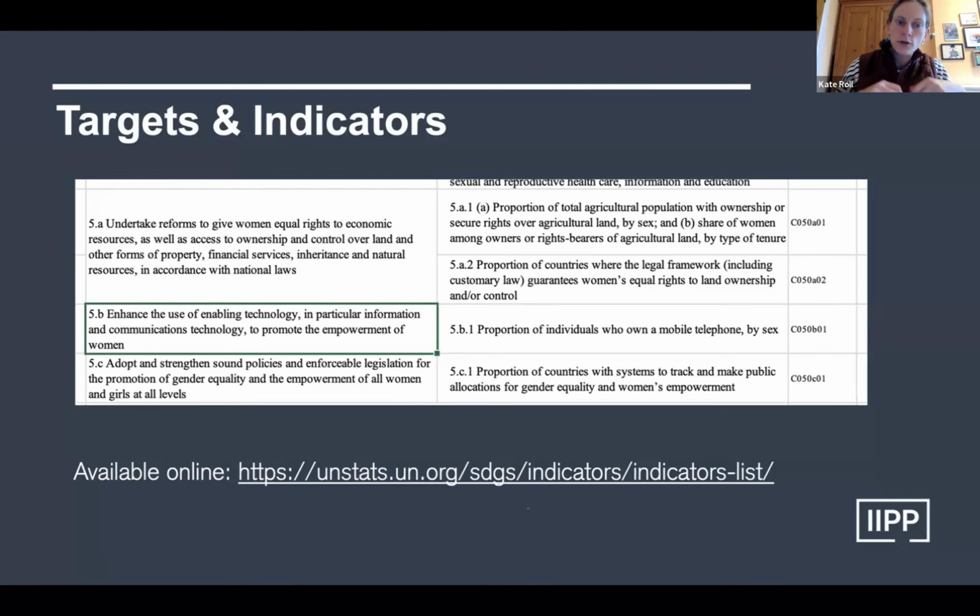So when you start, again, lifting up the hood, looking at these actual targets and indicators, it raises a lot of questions that scholars and practitioners are really grappling with.